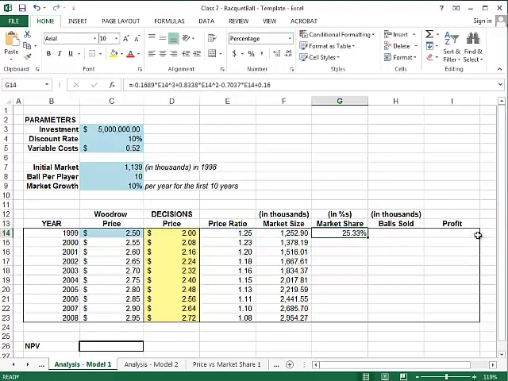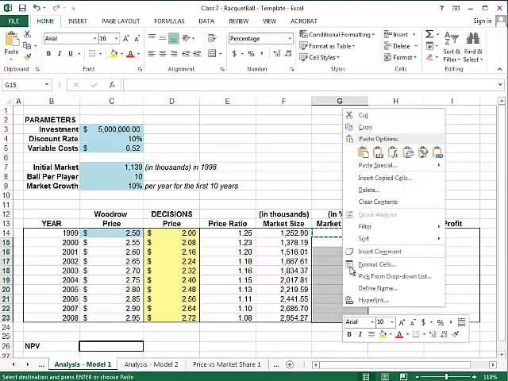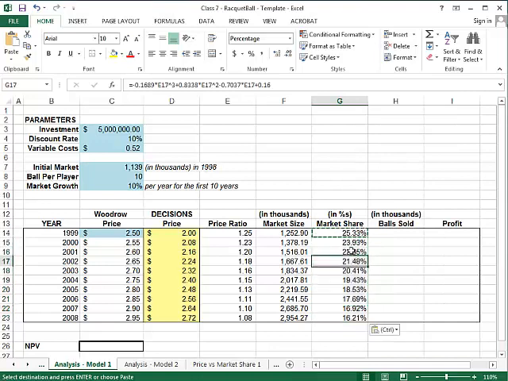Got this, and now I'm going to copy this and paste the formula all the way down. So as you can see, since my price is getting closer to the competitor's price, my market share is going down slowly from 25% to around 16%.